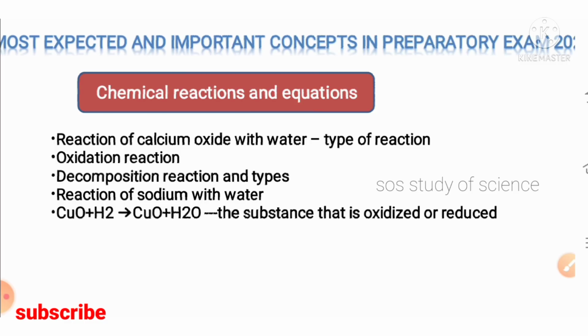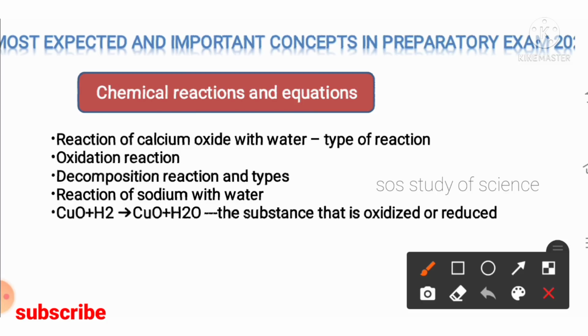Next, you want to know an example to represent the redox reaction. That means you want to know the representation of oxidation and reduction. Here you want to know the substance which is oxidized and the substance which is reduced. Here, copper oxide is reduced, so you have to remove the oxygen. Hydrogen is oxidized because addition of oxygen takes place. Copper oxide will be reduced into copper.